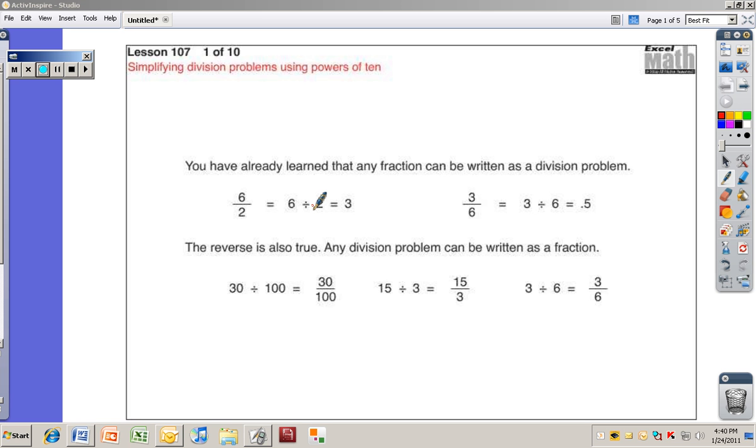Sixth grade Excel lesson 107, simplifying division problems using powers of 10.